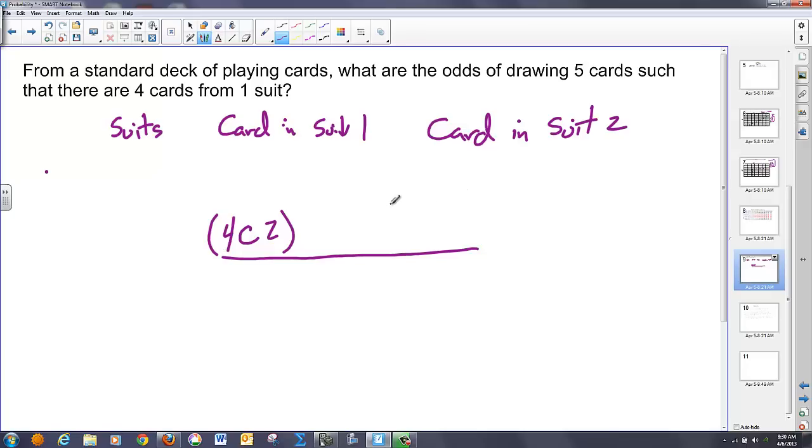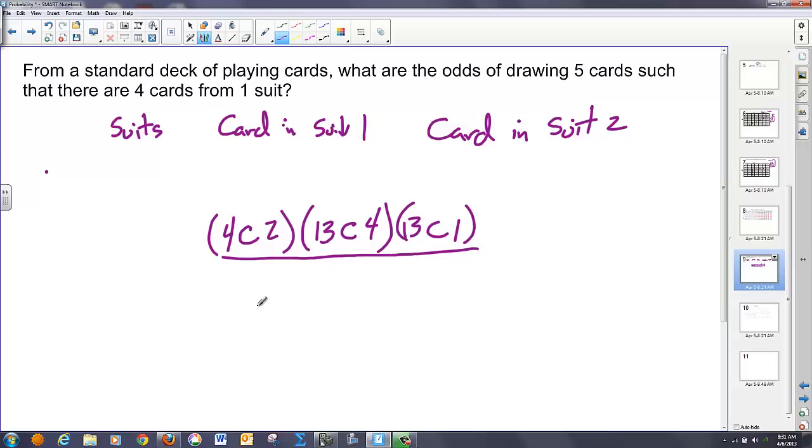Next, we're going to deal with the cards in the first suit. So I want 4 cards from one suit. I have 13 total cards in whatever suit comes up, and I'm going to choose 4 of them. No order important. And then for that second suit, again, I'm going to have 13 cards, but I'm only choosing 1. So these are the number of ways that this is likely to happen.